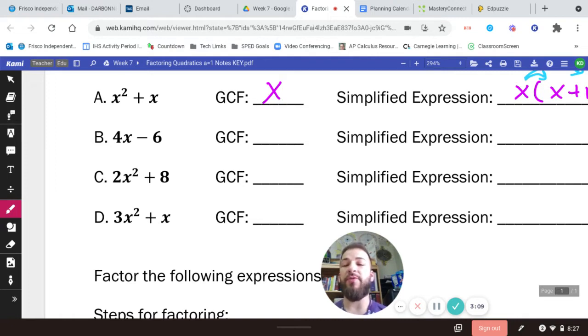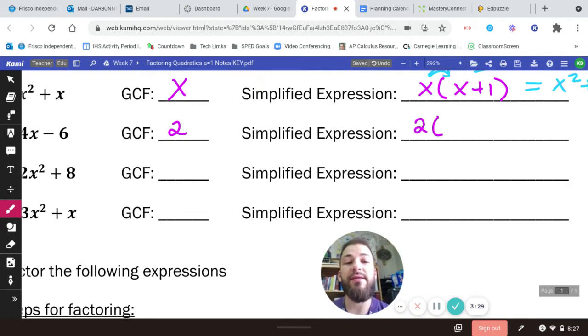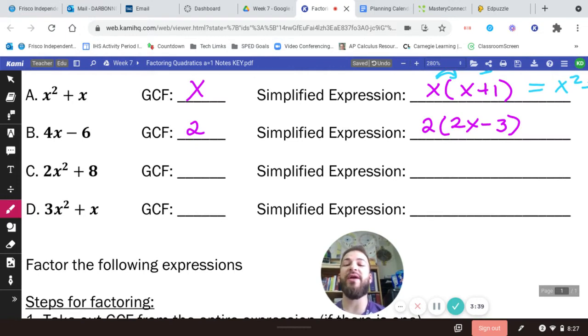So can't go to 3. 4 is divisible by 4, but 6 is not. And then I can't go any higher than 4 because 4 is the highest number that I have. So the greatest common factor that we found was 2. So our GCF is going to be 2. So then over here, if I took 2 out of both of those terms, then I'd write 2 on the outside of the parentheses. And I'd be left over with both of those. Think about it, if I divided both of those terms by 2, what would you have left? So 4x divided by 2 would be 2x. Negative 6 divided by 2 would be negative 3.